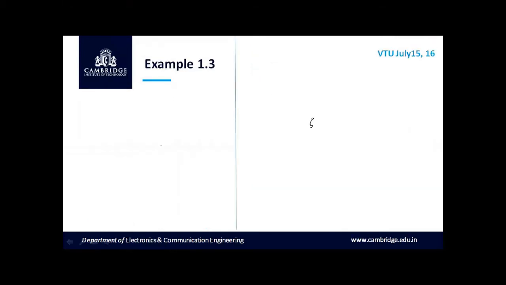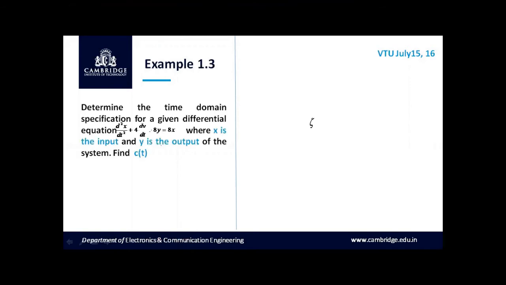Now let us try solving the next problem. Determine the time domain specification for a given differential equation d square y by dt square plus 4 dy by dt plus 8y equal to 8x, where x is the input and y is the output of the system. Find C of t.